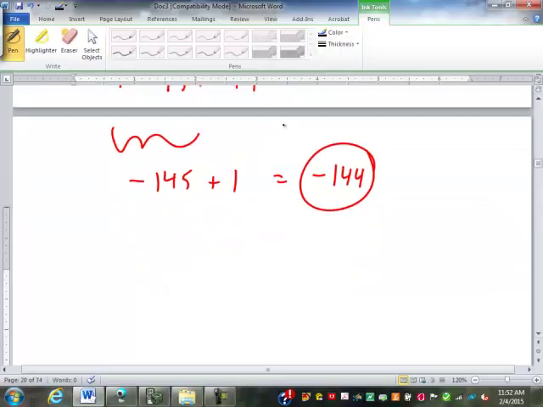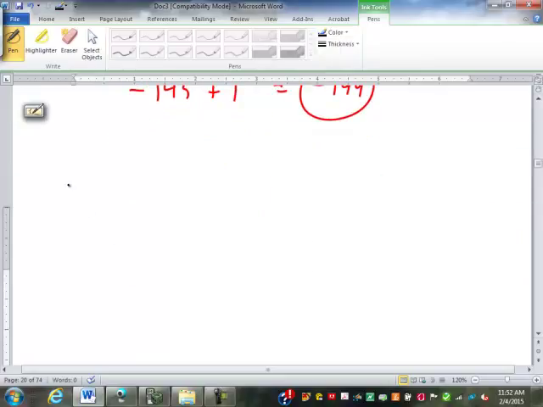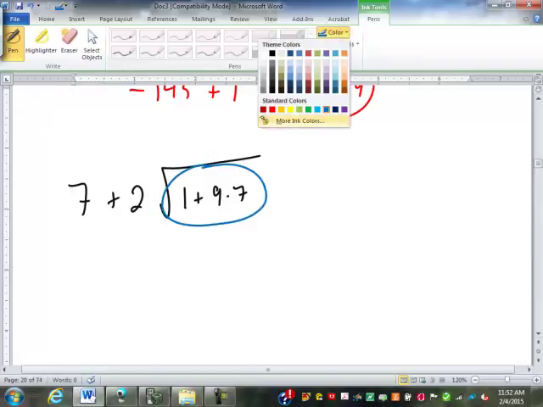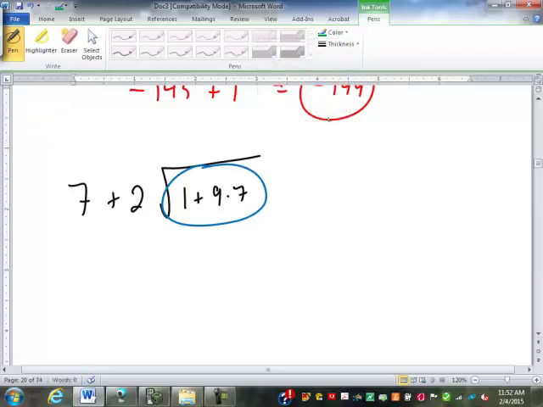A final type of enclosing symbol I want you to see will look like this. We know that's a square root symbol or radical symbol. But in this case, it's also an enclosing symbol. It separates this part of the problem from the rest, which means we have to start inside there. In there, again, we still go through the order of operations. Any other enclosing symbols? No.